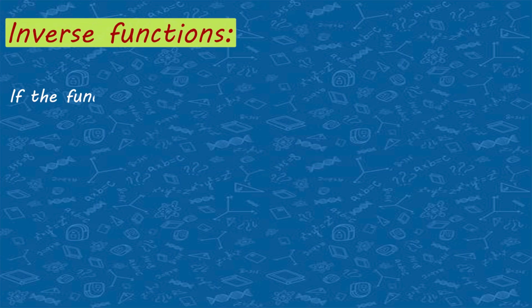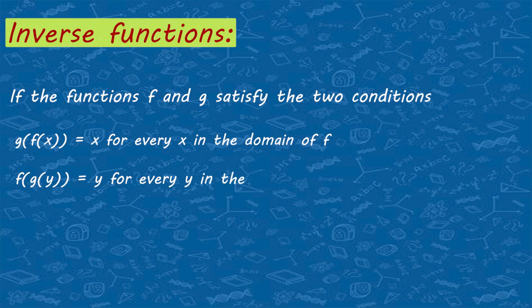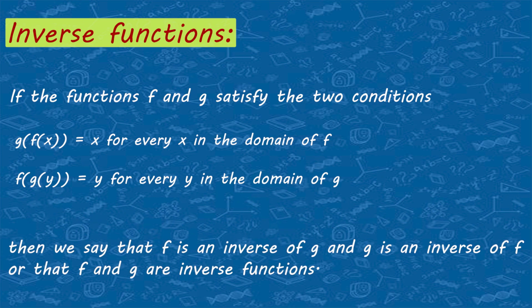If the functions f and g satisfy the two conditions, g of f of x is x for every x in the domain of f, and f of g of y is y for every y in the domain of g, then we say that f is an inverse of g and g is an inverse of f, or that f and g are inverse functions.